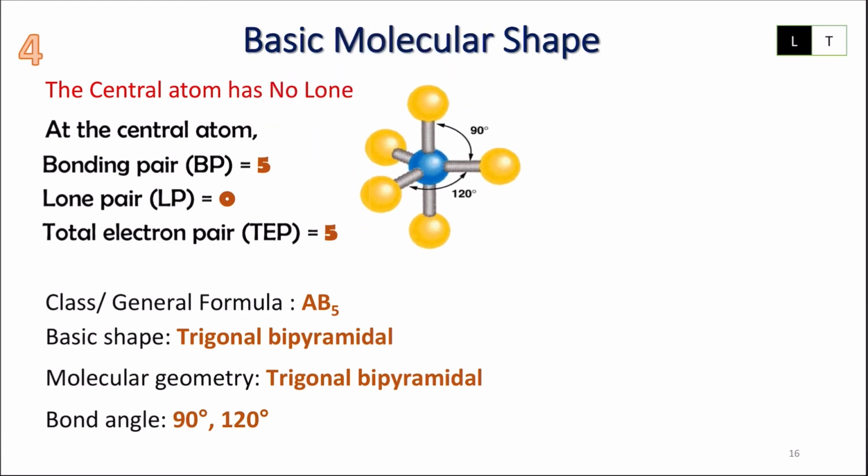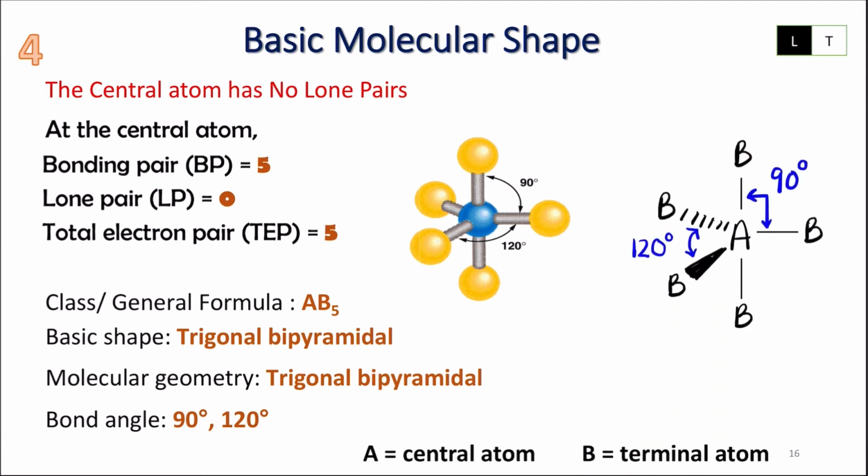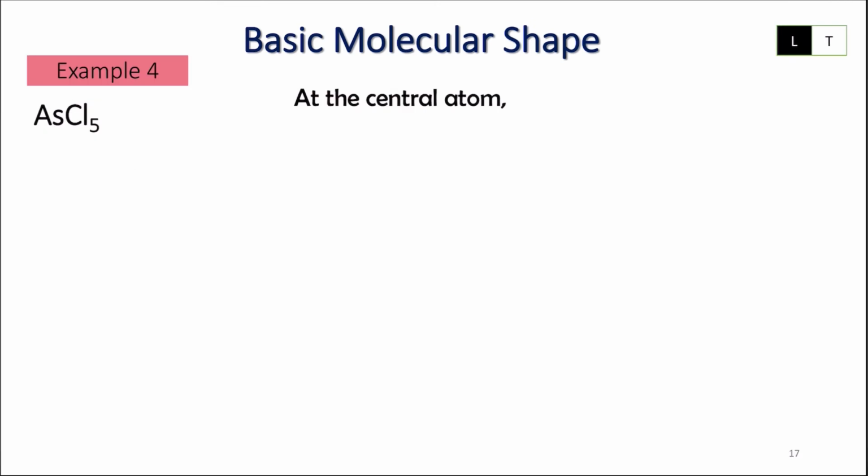So this is how the illustration, but kalau kita nak lukis dalam bentuk on paper, I will draw it like this. So this angle merujuk kepada 120 degree and this angle merujuk kepada 90 degree. Let's try one example. I got AsCl5. So AsCl5, arsenic is in group 15, so 5 valence electrons. After that, we got 5 chlorine, means that 5 times 7 electrons. So you have 35. The total will be 40 electrons.